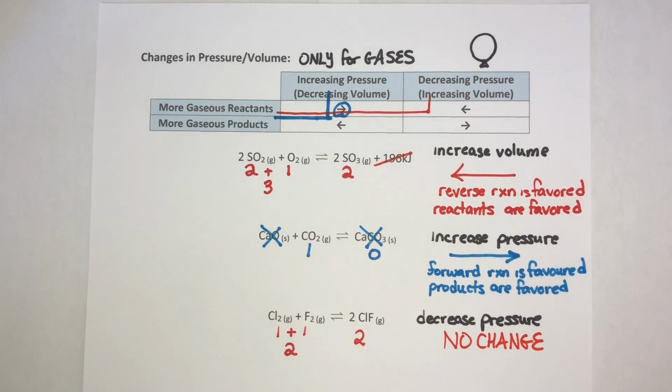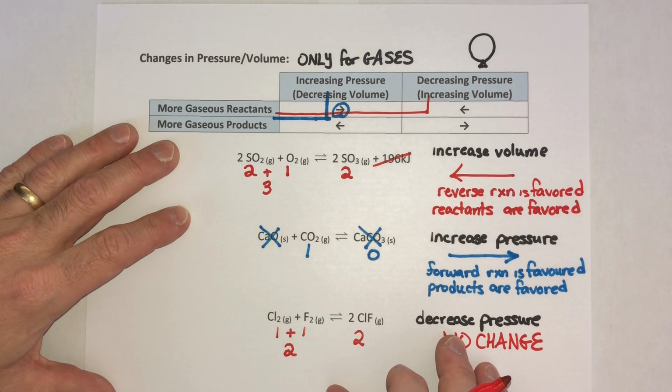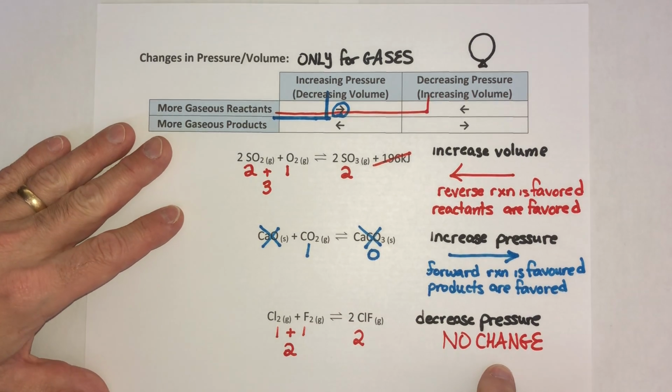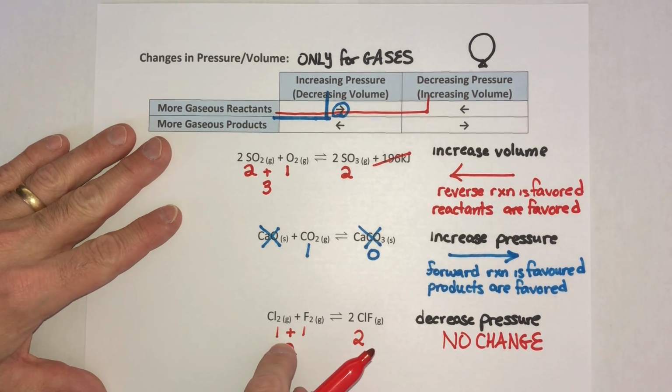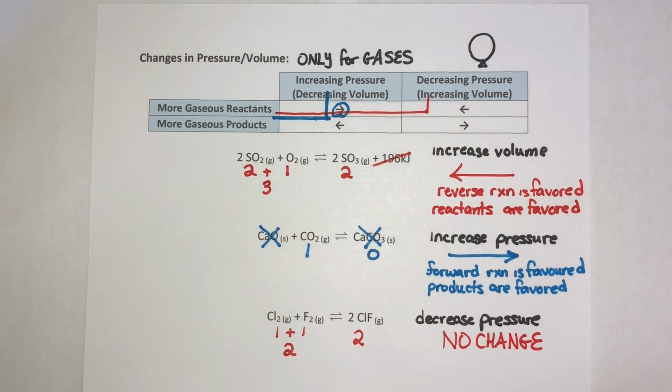Right? If you look at part 1 of the video series, the one that was talking about changes in temperature and concentration, they always have an effect. You add concentration, you remove concentration, something will happen. You add temperature, you remove temperature, something will happen. But for pressures and volumes, sometimes nothing happens. If you have the same amount of gases as reactants and the same amount of gases as products, nothing happens. There's no change, right? That's cool. That's a little bit different.